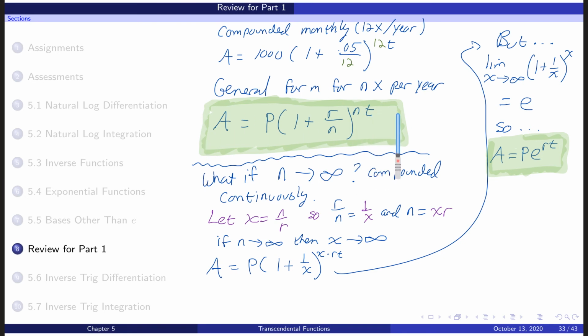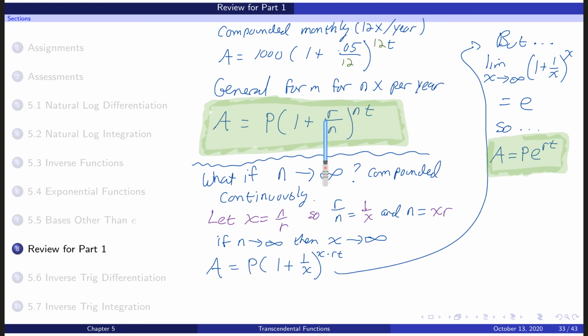But most banks don't compound your interest at a regular interval. They compound your interest continuously, which means every fraction of a second you get more interest. So what happens if n approaches infinity? That's called compounding continuously. In order to modify this formula, we're going to do a slight math trick.